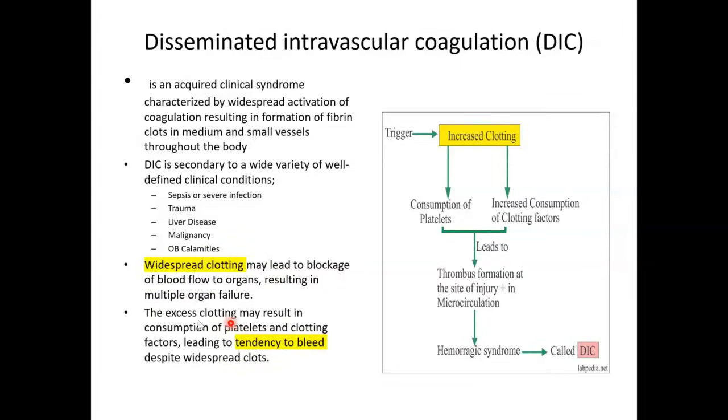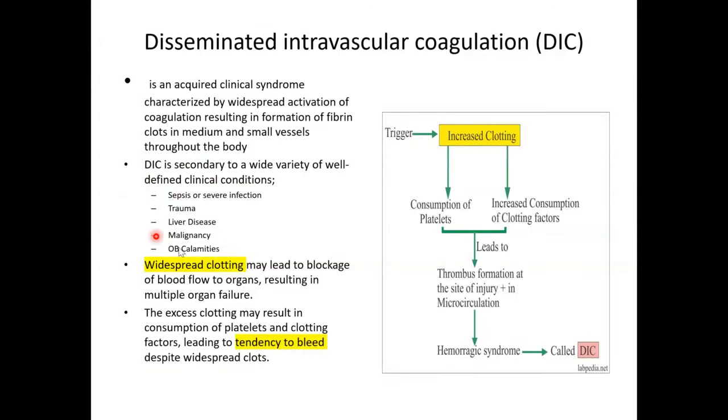Then the excess clotting may result in consumption of platelets. The platelets get overused. The clotting factors get overused, and they run out. They just run out of platelets and clotting factors because so much is used because of this massive clotting that's going on. And it leads them to a tendency to bleed, despite the fact that they have clots all over their body. So it's a clotting and bleeding problem. Imagine how disastrous that is.